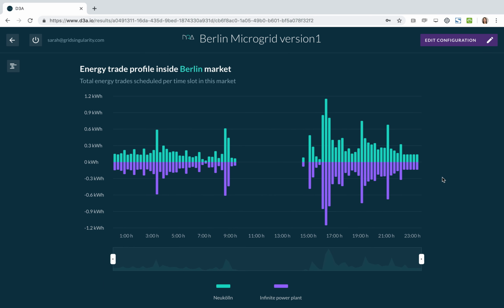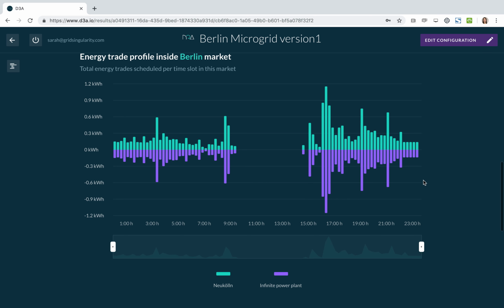Next, we have an energy trade profile inside the market. And this graph is very similar to the cumulative trading, but it allows the user to see exactly how much energy was traded during each 15-minute market slot. So looking here, again, the negative energy is sold energy, and the positive energy is bought energy. So the infinite power plant was selling all of the energy, and it was purchased by Neukölln. And this graph should always be symmetrical because we always have an energy balance. So every time energy is purchased, it comes from a seller, and that seller is represented here.